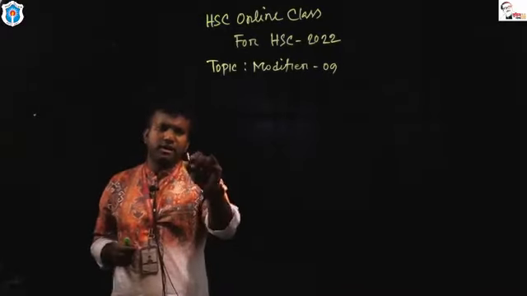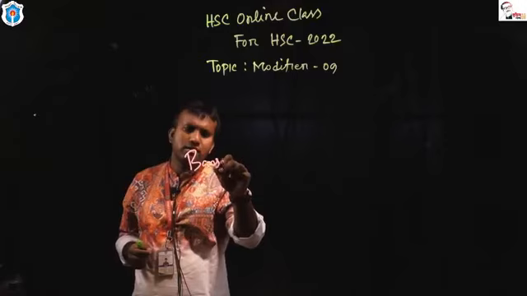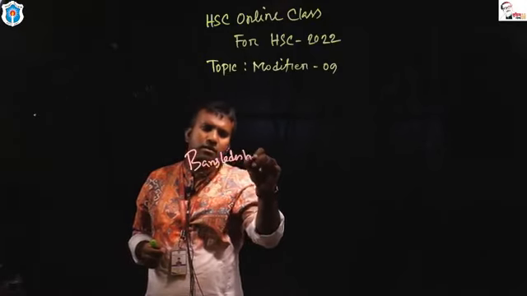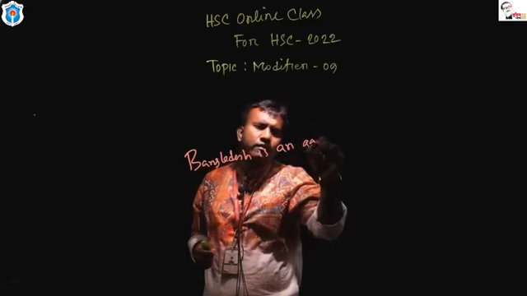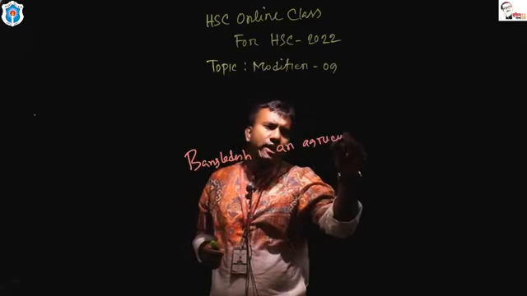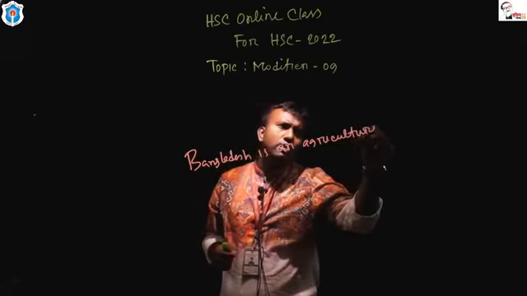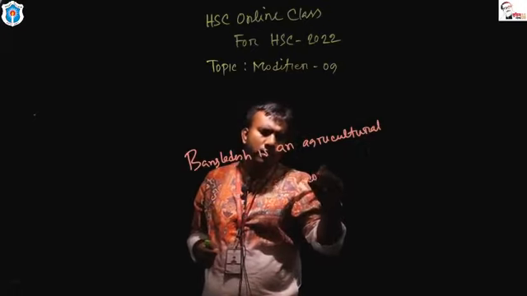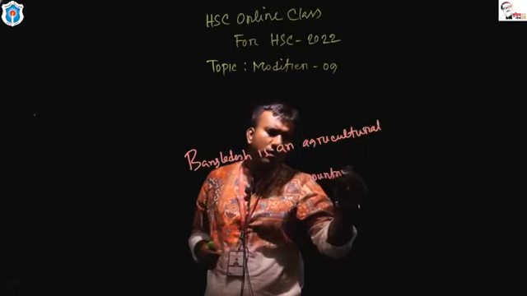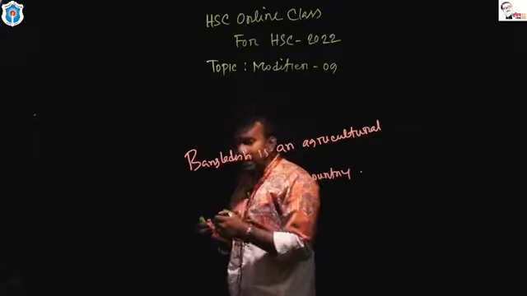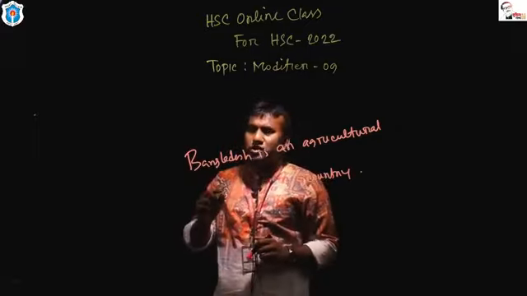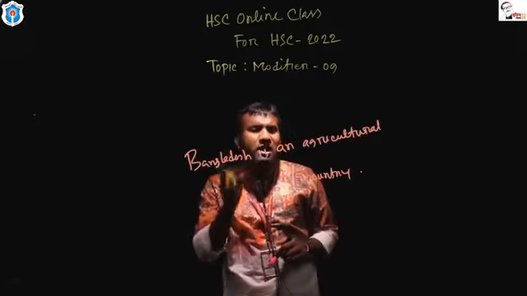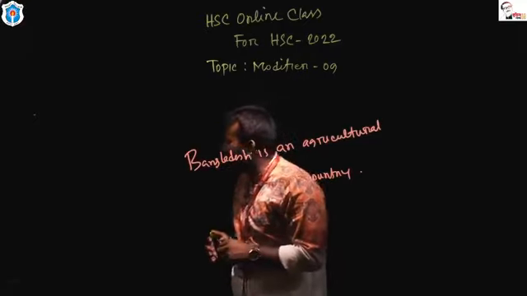First example: Bangladesh is an agricultural country. Dear students, I have written an example on the board, and you are requested to find out how many adjectives are used in this sentence. Can you tell me, please?